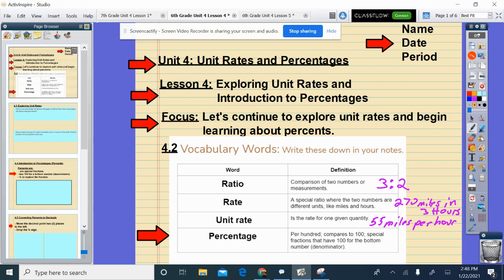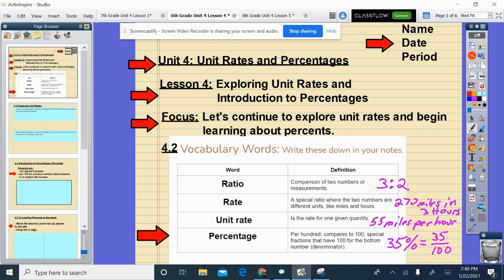And then the last one is percentage. We've had this before, but I'm introducing one other addition to this, and that's per hundred. It compares things to 100. They are special fractions that have 100 for the bottom number, the denominator. So for example, 35% equals 35 hundredths. So once again, pause the video and go ahead and write down these vocab words.